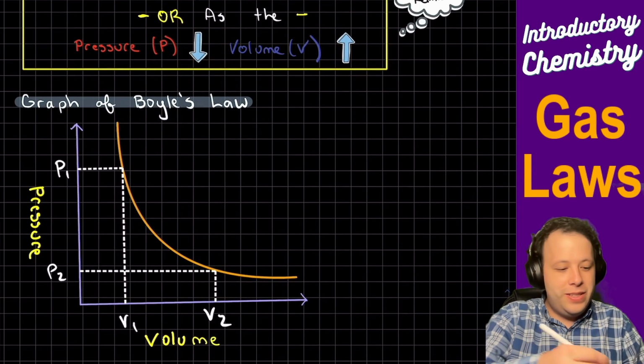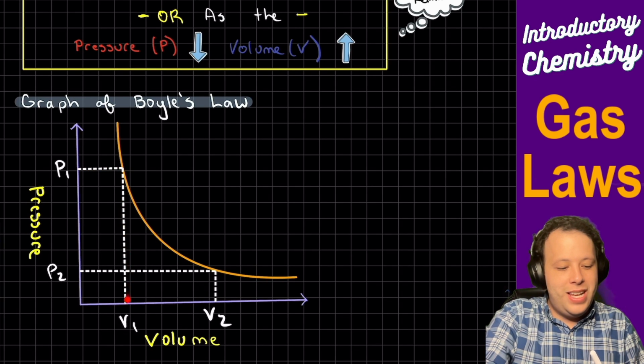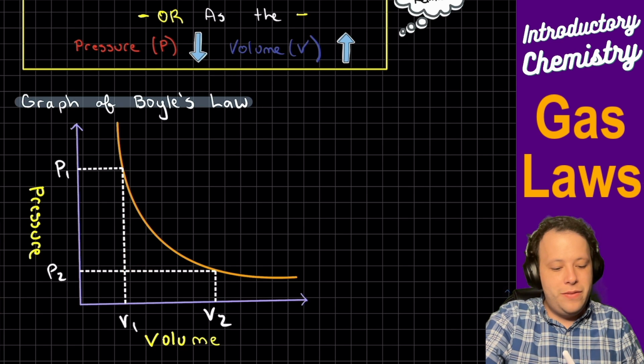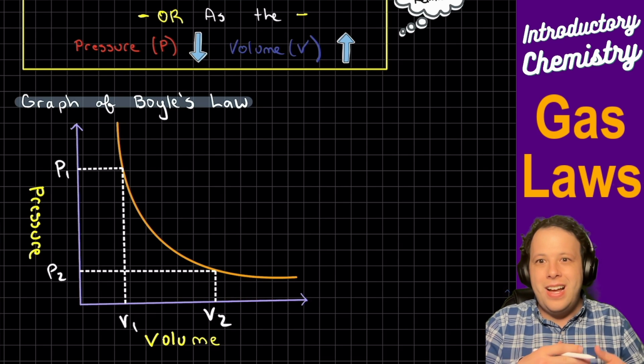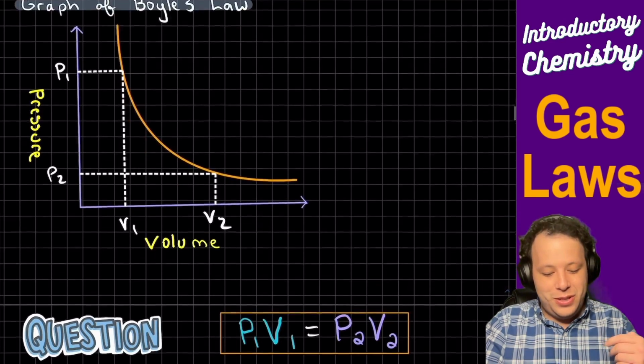So what does that look like in terms of graphing? If we have our initial pressure at initial volume, and I decrease the pressure and go downwards, then the volume is going to be increasing. Volume goes up as pressure goes down. So it's all about that inverse relationship.